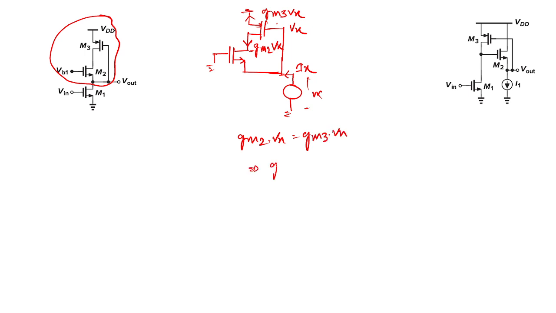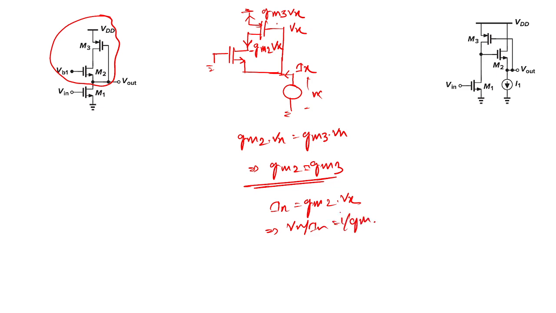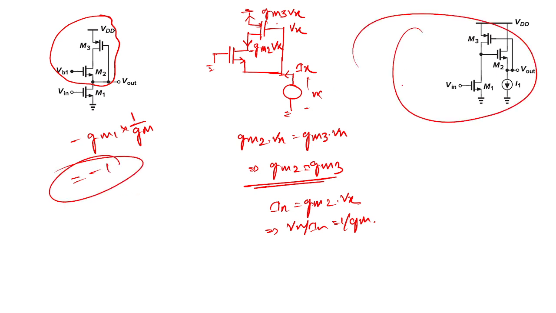So GM2 becomes GM3, and you can also write like Ix is equal to GM2 Vx. So Vx by Ix is equal to 1 by Gm. So what will be the gain of the circuit? So minus Gm1 into 1 by Gm. If Gm1 and Gm are the same value, then it becomes minus 1. So try to solve this problem as homework. So this is all from this video. If you have any doubt, let me know in the comment section.